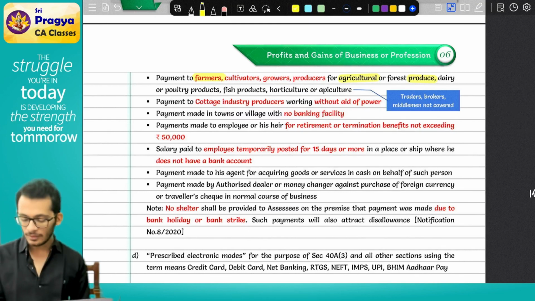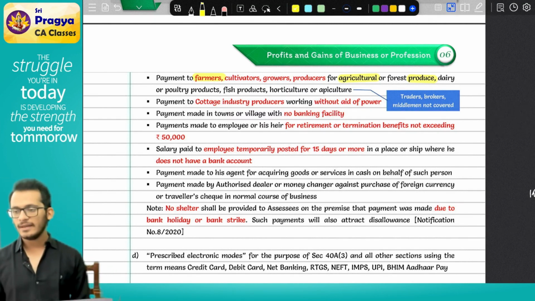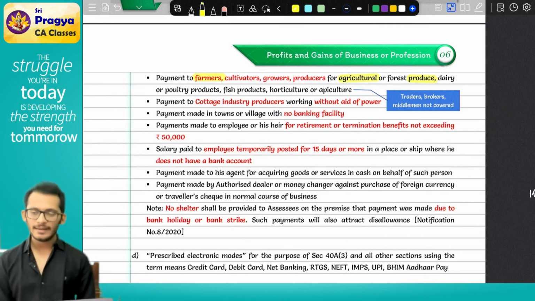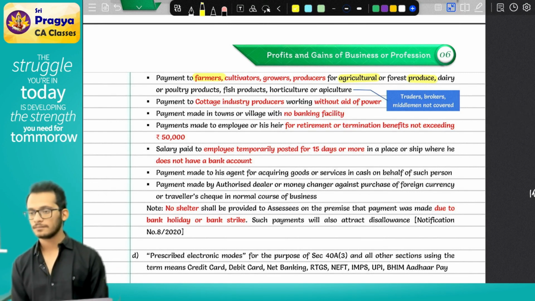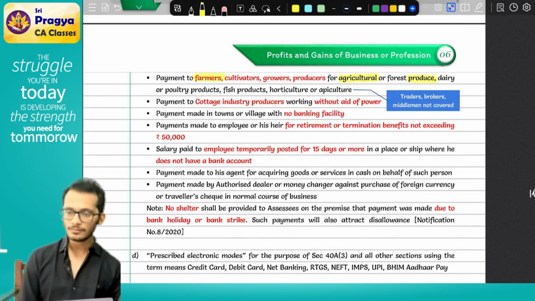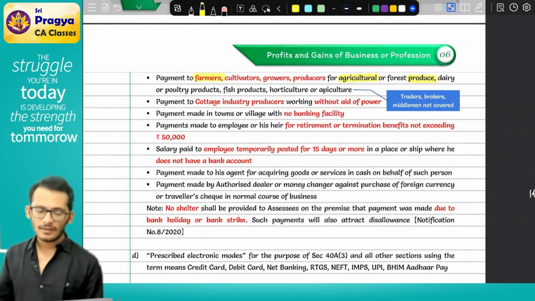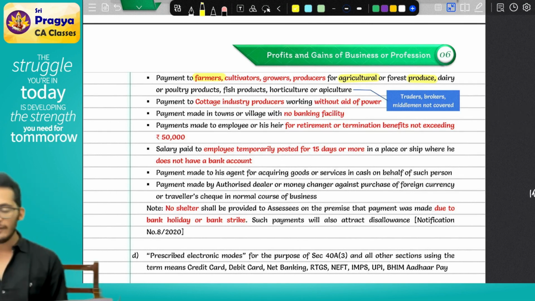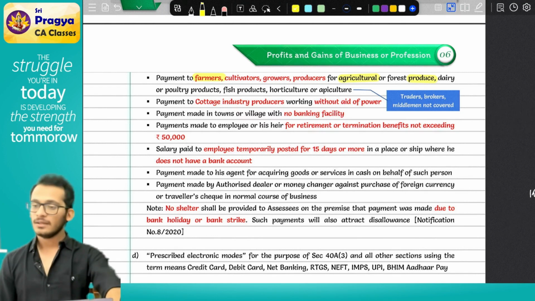What do you mean, Rahul? Imagine you are right now in Nilgiris. You went to that Nilgiri store and bought some products, milk, food, all these items. In Nilgiris, you made a cash payment of 13,000 rupees. Is this payment allowed, not allowed? You bought food and agricultural produce, but you made the payment to Nilgiris. Not allowed. Is Nilgiris a farmer? No. What is Nilgiris? A retailer. Payments made to traders, brokers and middlemen are not covered. So even though the payment is made for agricultural produce, it will still be disallowed.